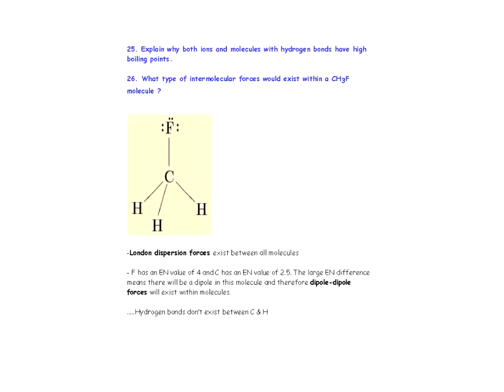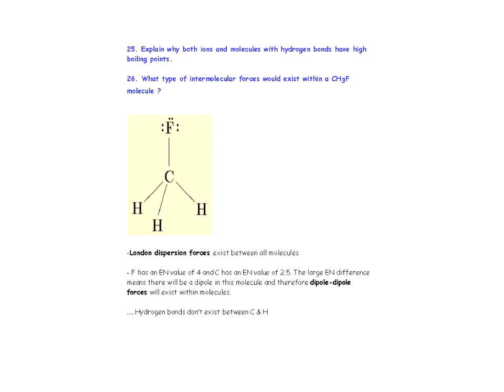All right. Another question that's similar. Question 25 says, explain why both ions and molecules with hydrogen bonds have high boiling points. So both ions and molecules that have hydrogen bonds, why do both of them have high boiling points? Ashley says both of them have strong bonds, that's right.